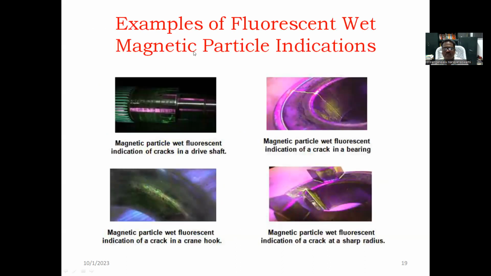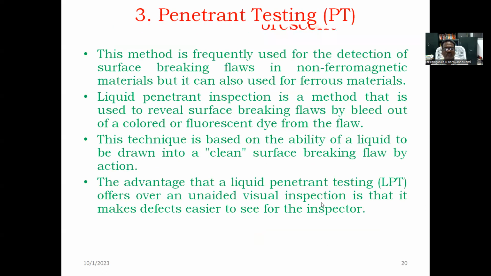So these are some examples of fluorescent magnetic particle indications. Here, magnetic particle wet fluorescent indication of a crack in a drive shaft, and then magnetic particle wet fluorescent indication of a crack in a bearing. Here they will have a crack, and then magnetic particle wet fluorescent indication of a crack in a crane hook. Here a small crack will be formed. Magnetic particle wet fluorescent indication of a crack at a sharp radius. Here they will have a sharp radius. They will have defects like this.